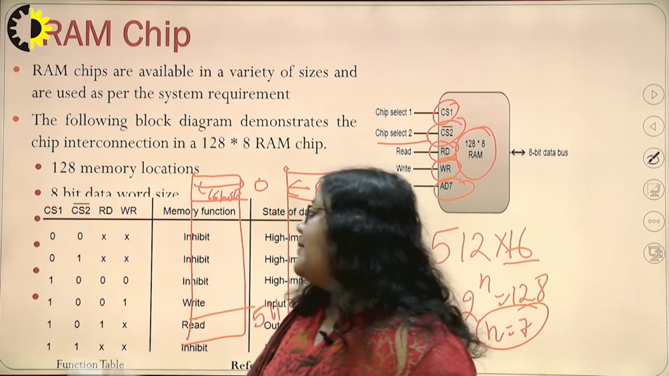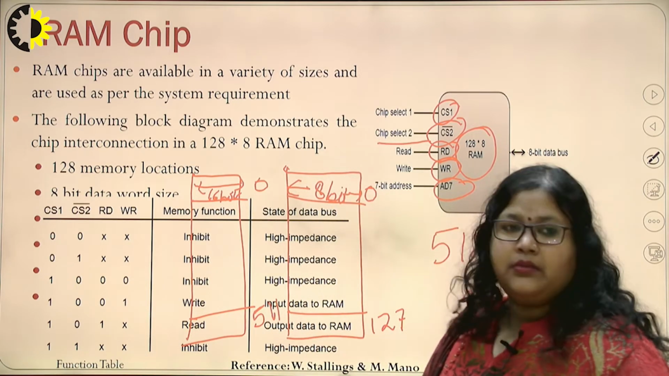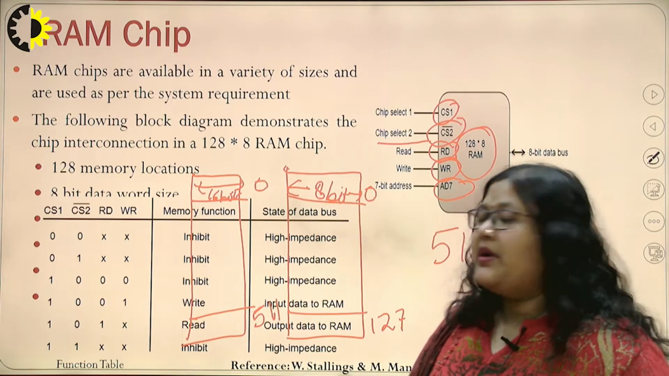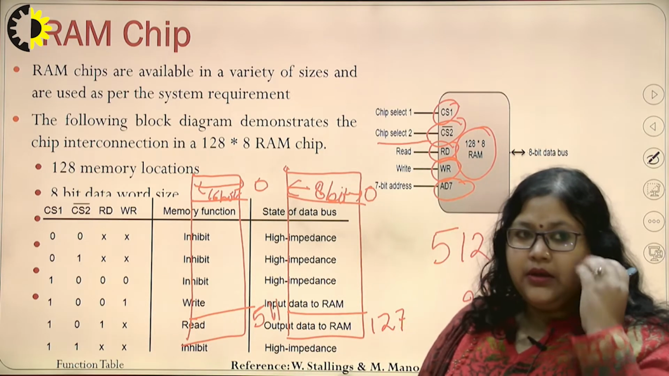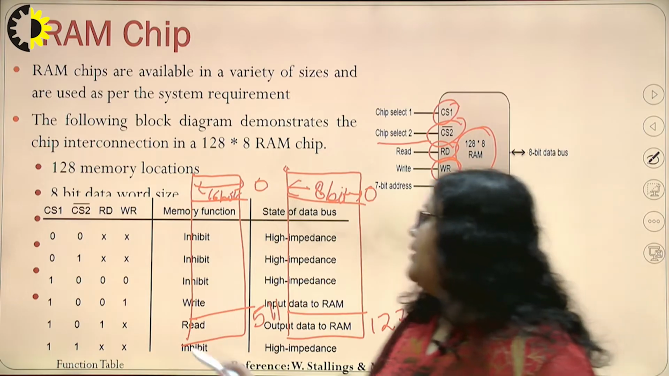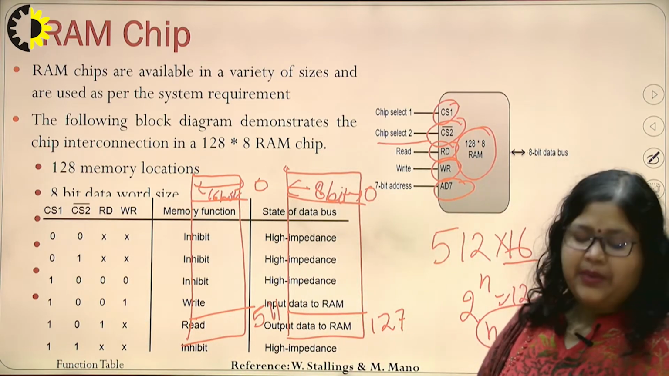But when the chip select is 1 and either read is high or write is high, one operation is performed at a time. So when write is high, the write operation is performed. When read is high, the read operation is performed. So this table describes those particular operations.